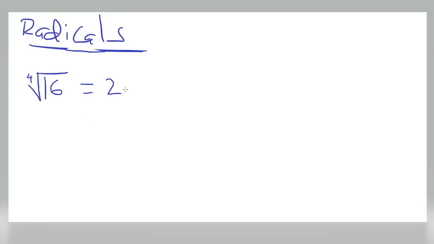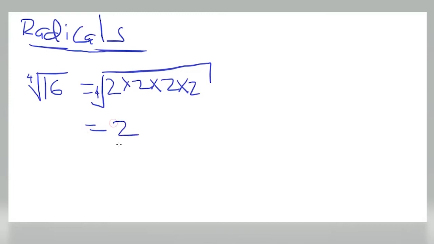Because when you take 2 times 2 times 2 times 2, 1, 2, 3, 4, what do you get? Because this means the number is 2. When you take 2 times 2 times 2 times 2, you get 16. That is the concept I need you to understand at this particular time.